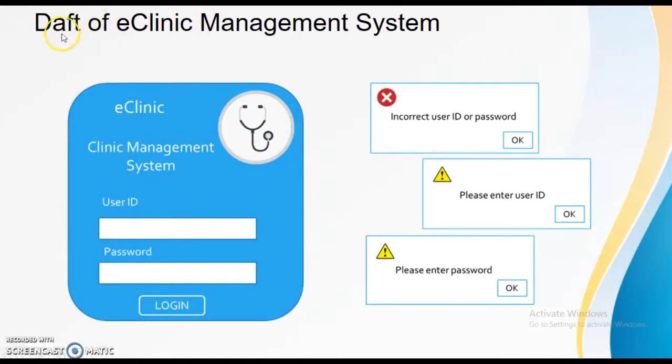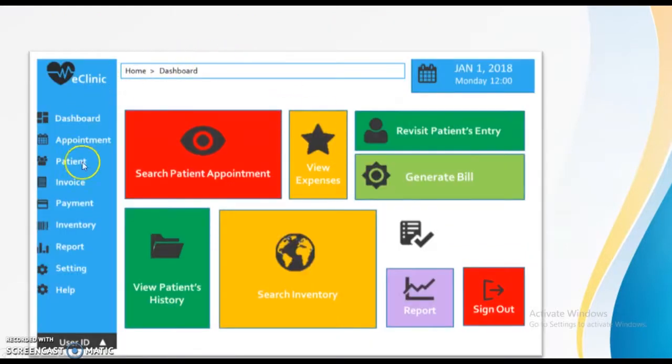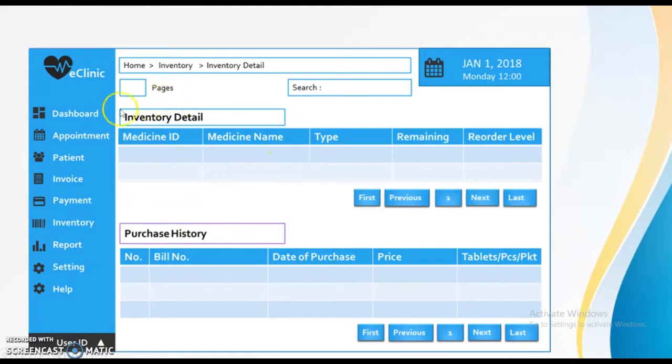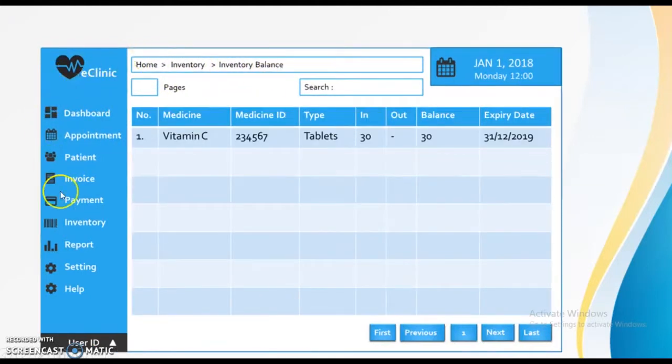Next is the draft of the e-clinic management system. This one is the login page. Then this one is the e-clinic management dashboard. This one is for recording the new medicine details, and to check the medicine details, we can access inventory detail. This one is for checking the inventory balance.